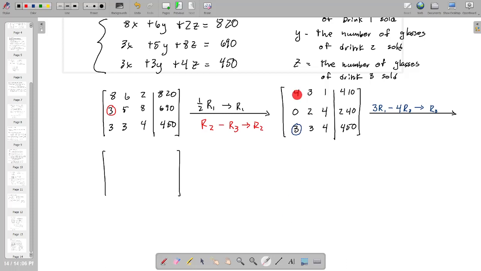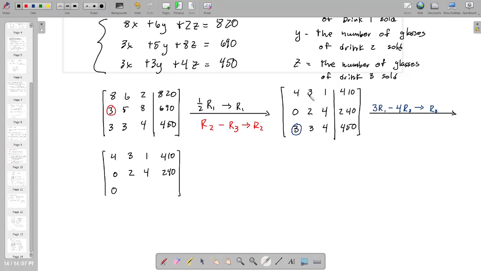So 3 times 4 is 12. 4 times 3 is 12. So we have 12 minus 12 is 0. Now I'm replacing row 3. Now I'm not replacing row 1 and row 2, so I'm going to rewrite those first. 4, 3, 1, 410, 0, 2, 4, 240. Got a little ahead of myself for a second.